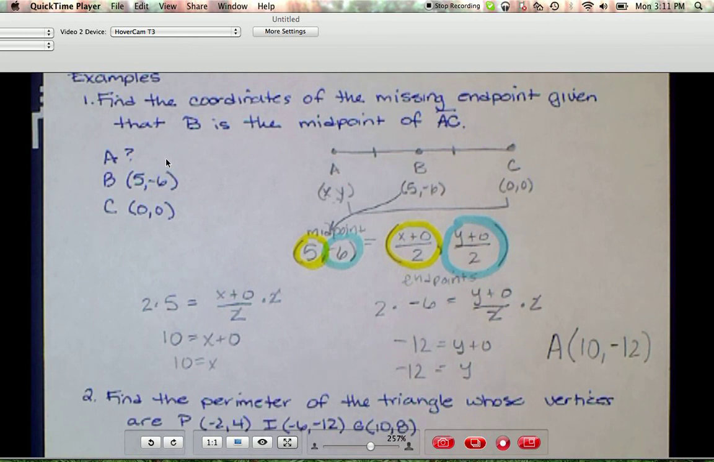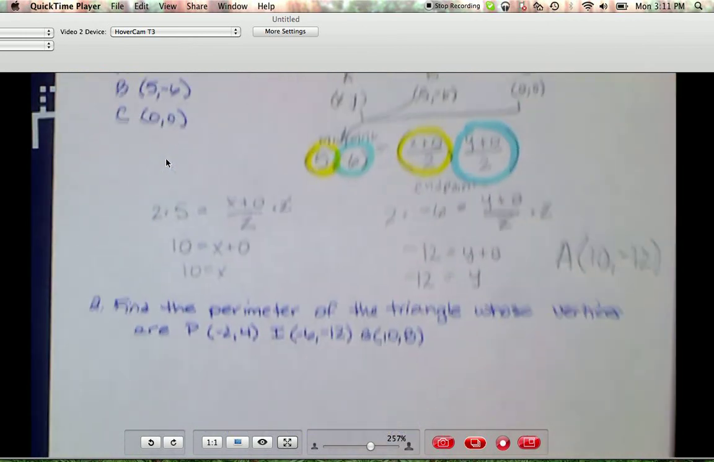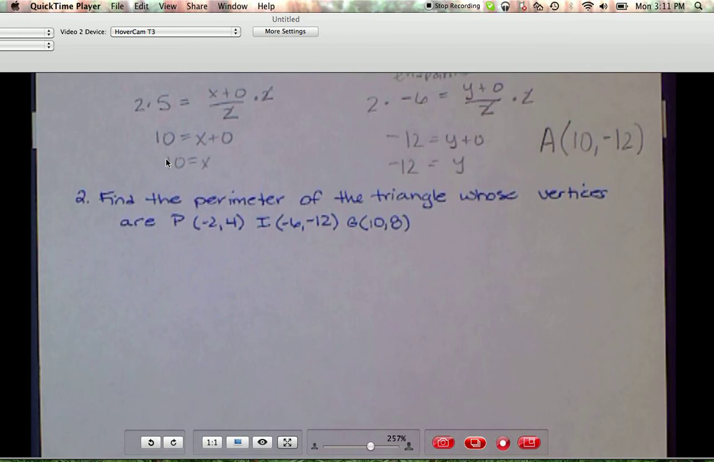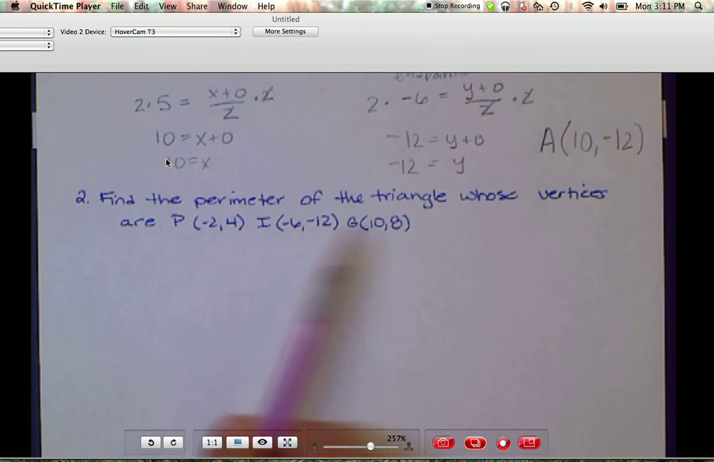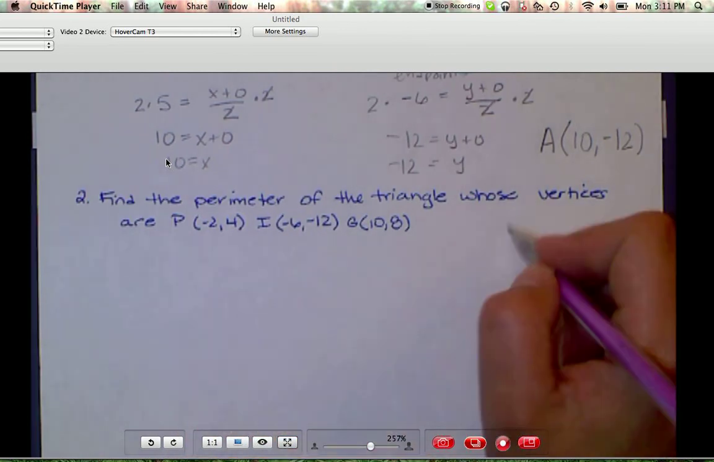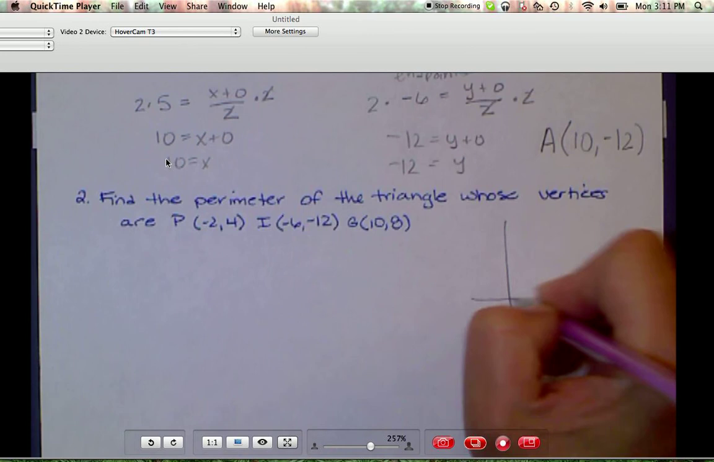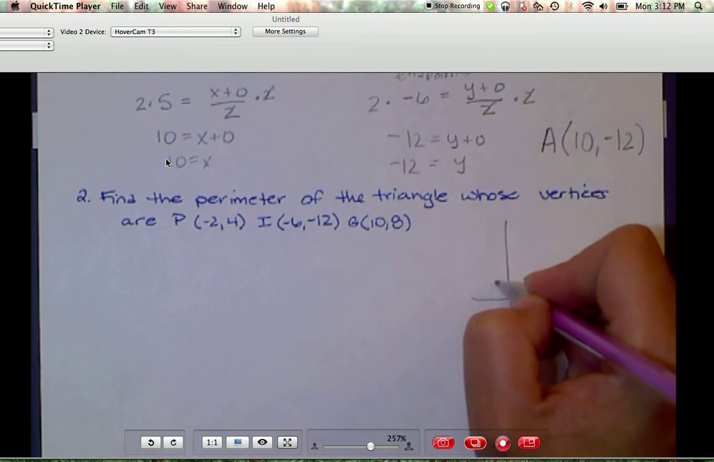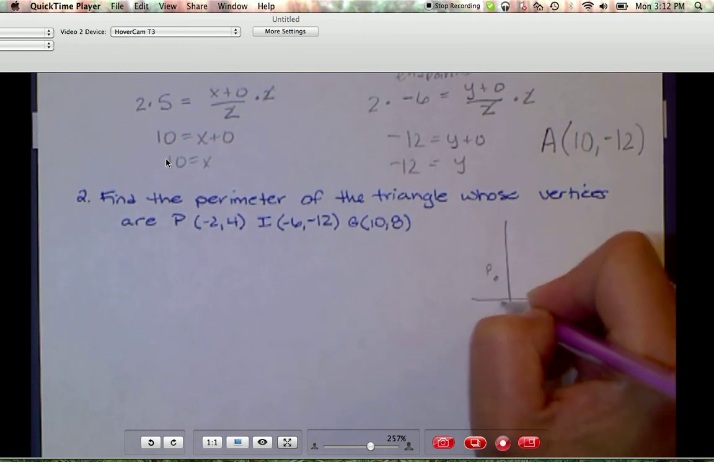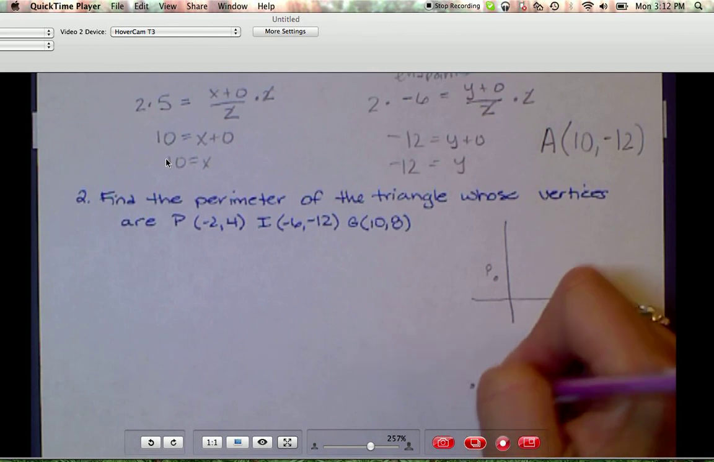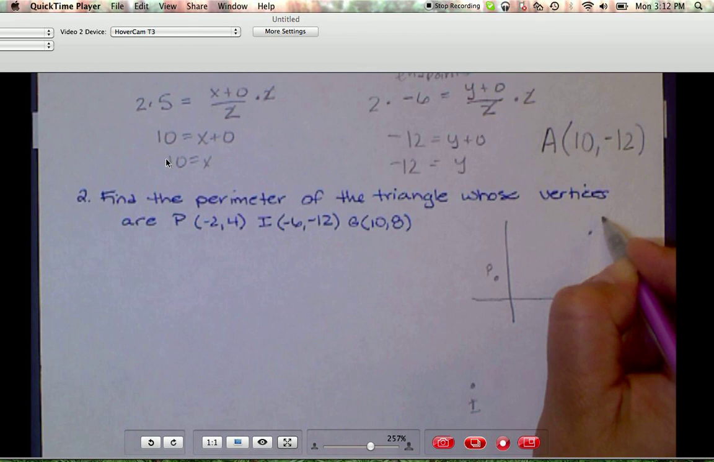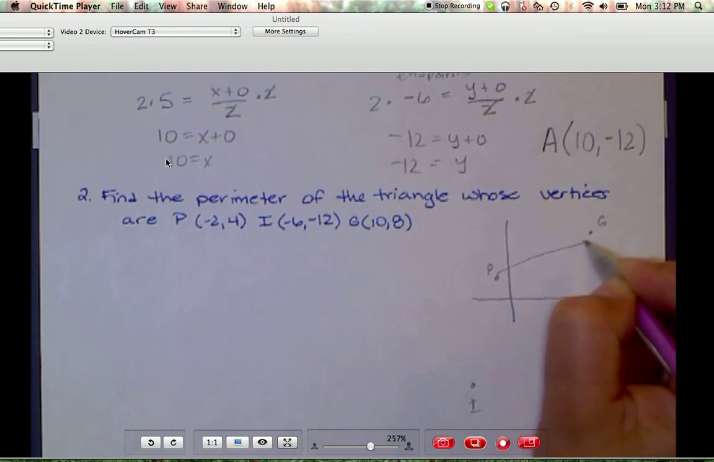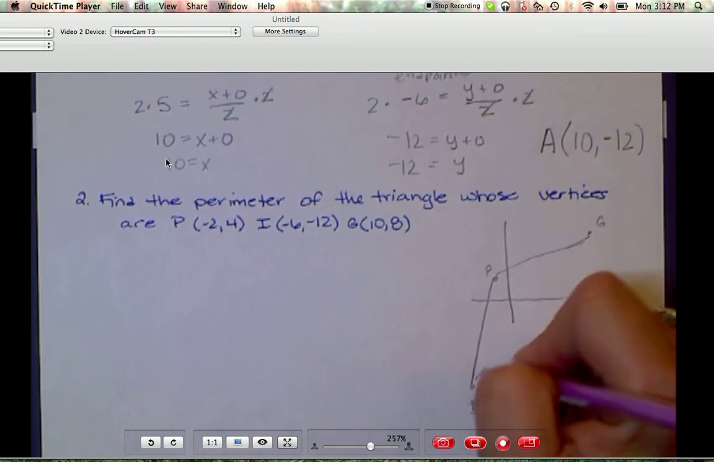All right, second example. Find the perimeter of the triangle whose vertices are P, which is -2, 4, I, which is -6, -12, and G, which is 10, 8. So imagine we have a sketch here. -2, 4 would be something here. -6, -12 would be here. And 10, 8 might be here. So that creates a triangle.